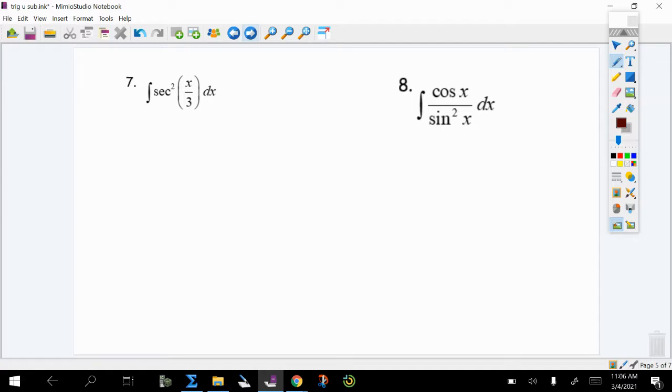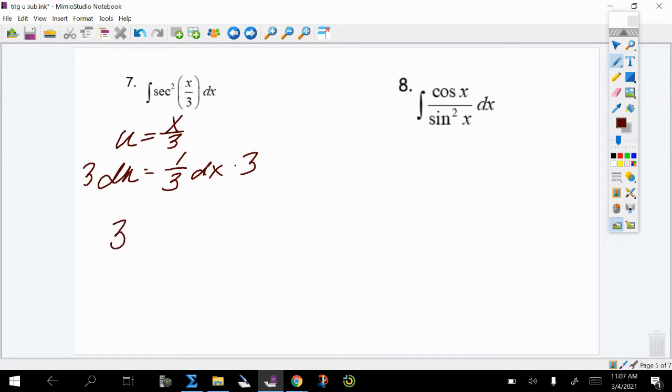Next one's a little easier because it only has secants. We only have a single trig function as secant. Your u then has to be the angle. Well, the derivative of x over 3, just think of it as 1/3 x. The derivative of that is 1/3. Which I don't have in my integral. I actually don't have a constant or coefficient at all. So to get rid of that, I'm going to multiply both sides by 3.